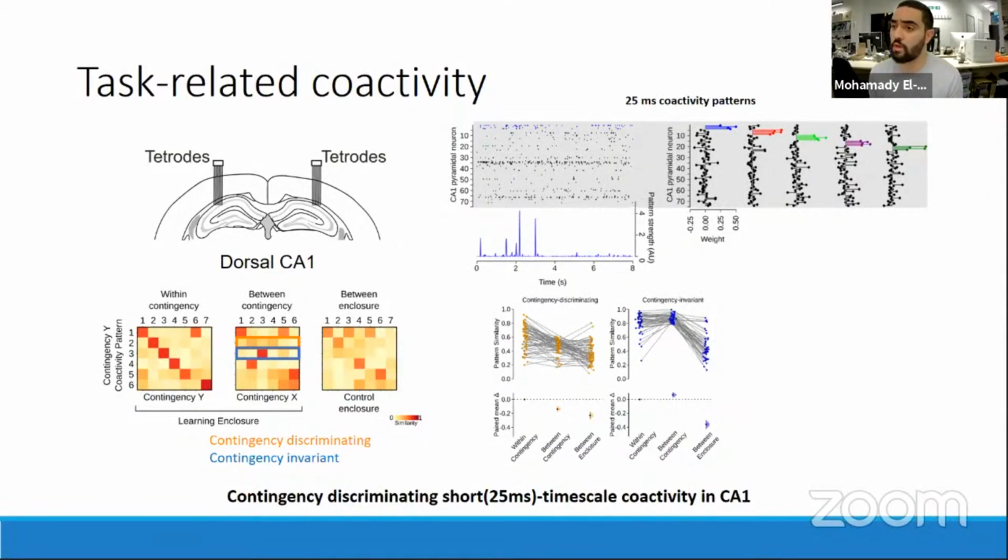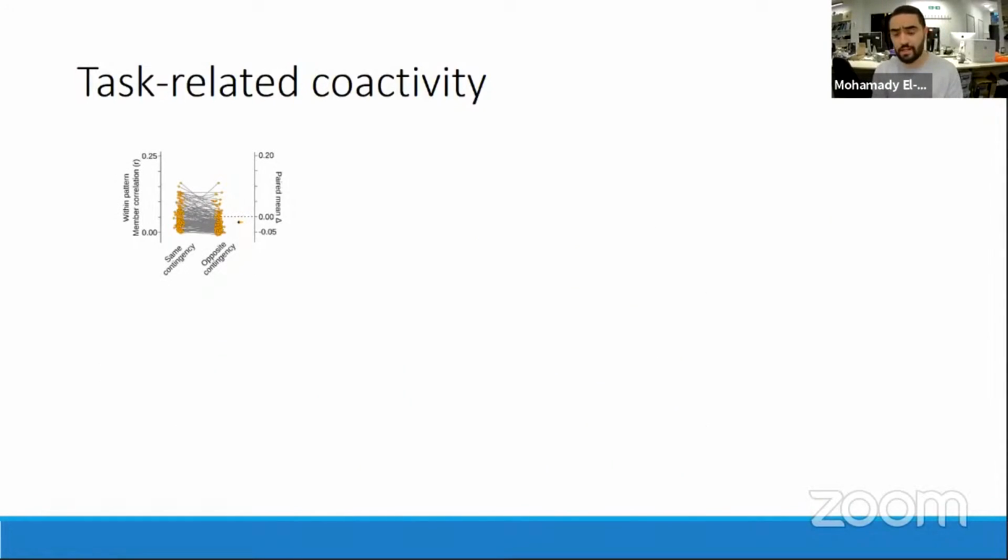Now, the next question that we asked was whether these contingency discriminating patterns are indeed showing an emergent coding that is a function of their coactivity. In other words, are the properties of the individual neurons somehow also correlated with contingency? And so as a sanity check, we first just checked that the Pearson correlations between neurons within a given coactivity pattern are higher in the preferred contingency, and that is indeed the case. But now we were interested in first order properties. So are these neurons also disambiguating contingency by their rate or other first order property?